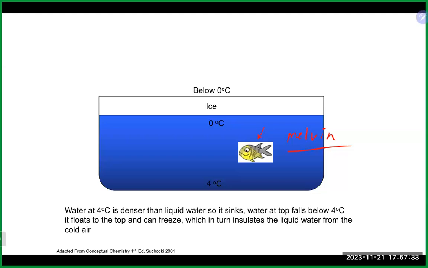So what happens, again, as it is freezing, is that the lower density ice will float to the top. The warmer 4 degree water, which is the maximum density of water, will sink to the bottom. And again, that allows all the fish to basically be okay.